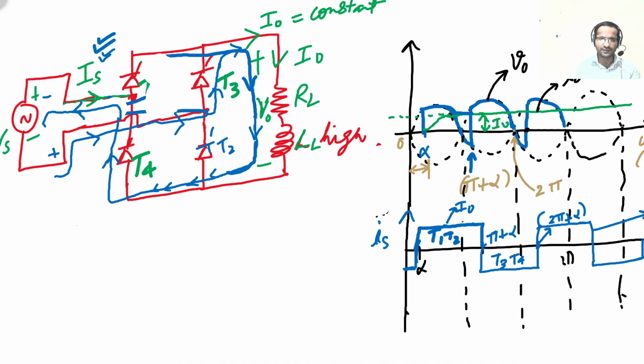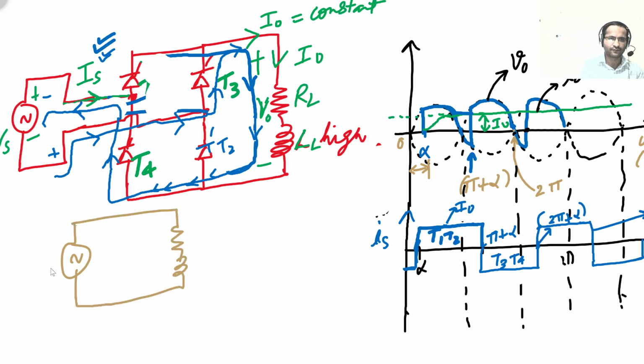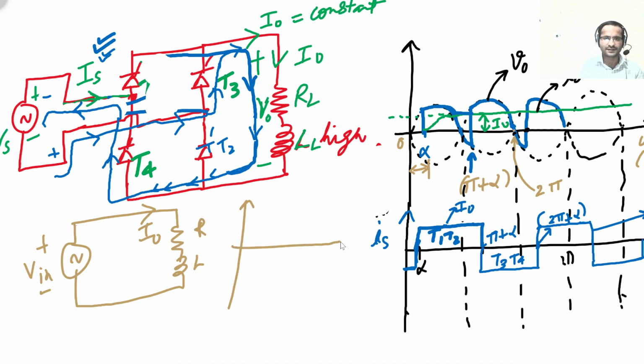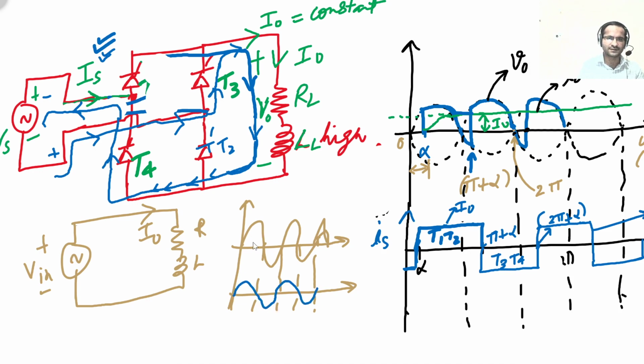One conclusion can be drawn from this: if we directly connect this source to the load, both output voltage and output current follow the sinusoidal wave. If we draw the output for this case, output current will follow the output voltage. Both are sinusoidal. Input voltage is also sinusoidal. This is output voltage, this is input voltage.